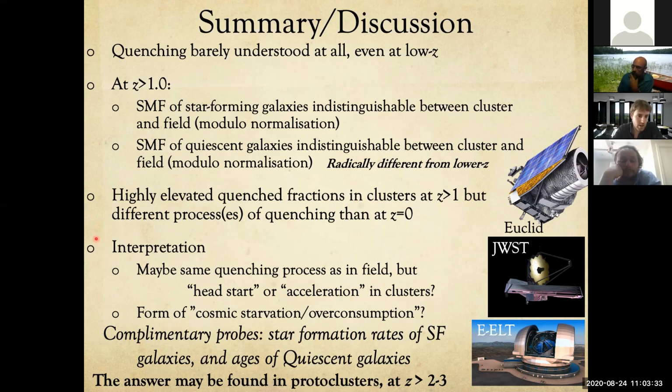So there are several interpretations possible. I quickly mentioned that Peng can solve this by creating a head start of galaxies in clusters compared to the field, a head start or acceleration of intrinsically driven quenching. It's also possible that a form of cosmic starvation or overconsumption creates the dependence on stellar mass that we need in the environmental quenching.